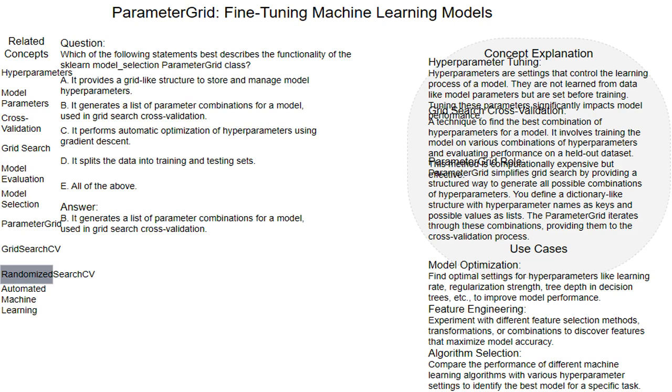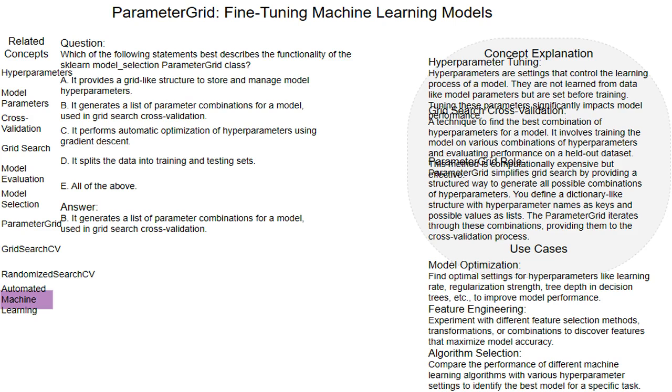RandomizedSearchCV: a class in sklearn.model_selection that randomly samples hyperparameter combinations from a given distribution. It can be more efficient than GridSearchCV when dealing with a large number of hyperparameters. When working with a complex deep learning model with many hyperparameters, RandomizedSearchCV can be used to quickly explore a wide range of hyperparameter values and identify promising combinations for further fine-tuning.